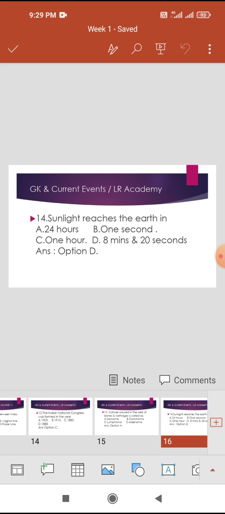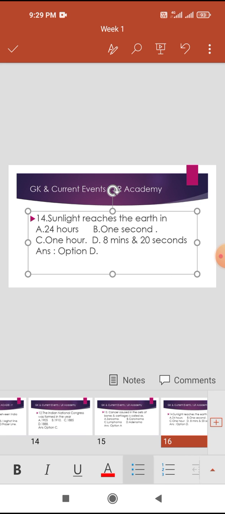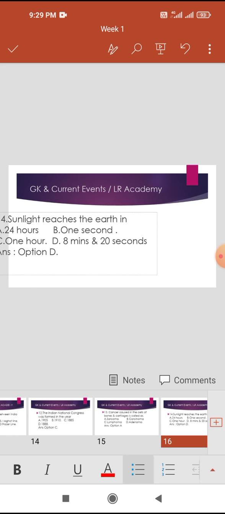Question number 14. Sunlight reaches the earth in 24 hours, option A, option B, 1 second, option C, 1 hour, option D, 8 minutes and 20 seconds. Again, I repeat. Sunlight reaches the earth in 24 hours, 1 second, 1 hour, 8 minutes and 20 seconds. The right answer is 8 minutes and 20 seconds, option D.